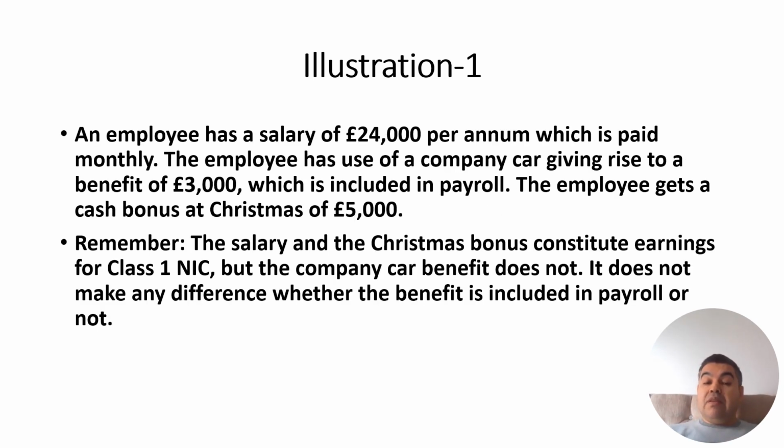Here's an example. An employee has a salary of £24,000 per annum, which is paid monthly. The employee has the use of a company car, giving rise to a benefit of £3,000, which is included in the payroll. So it will be automatically taxed through payroll, and there's no need for a P11D. The employee also gets a cash bonus at Christmas of £5,000.